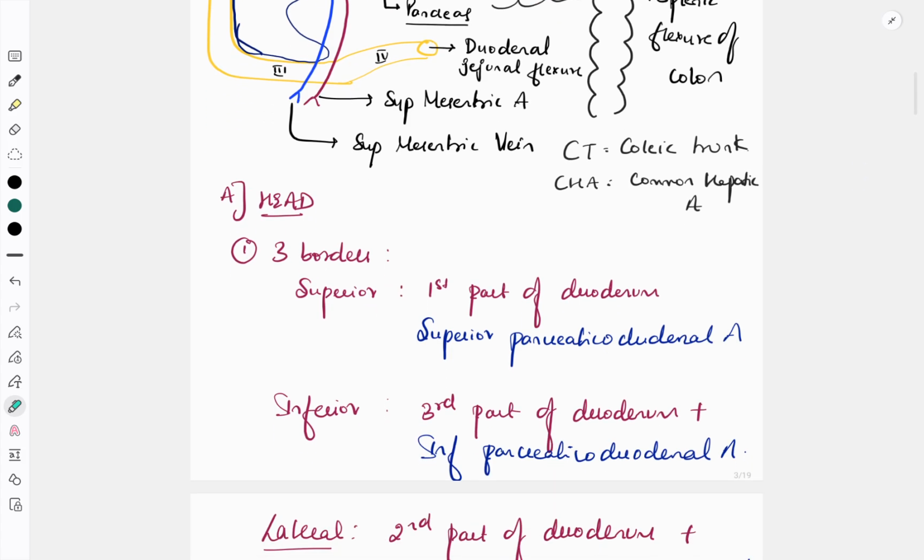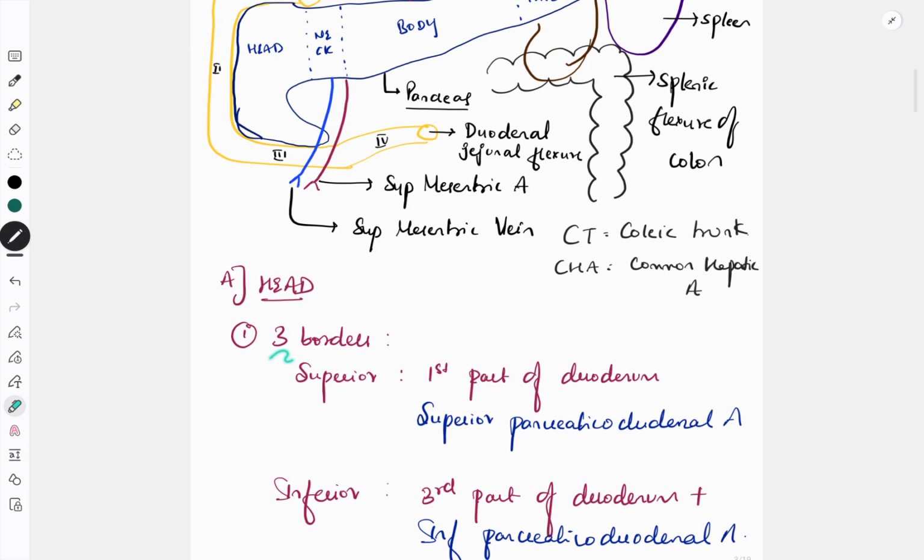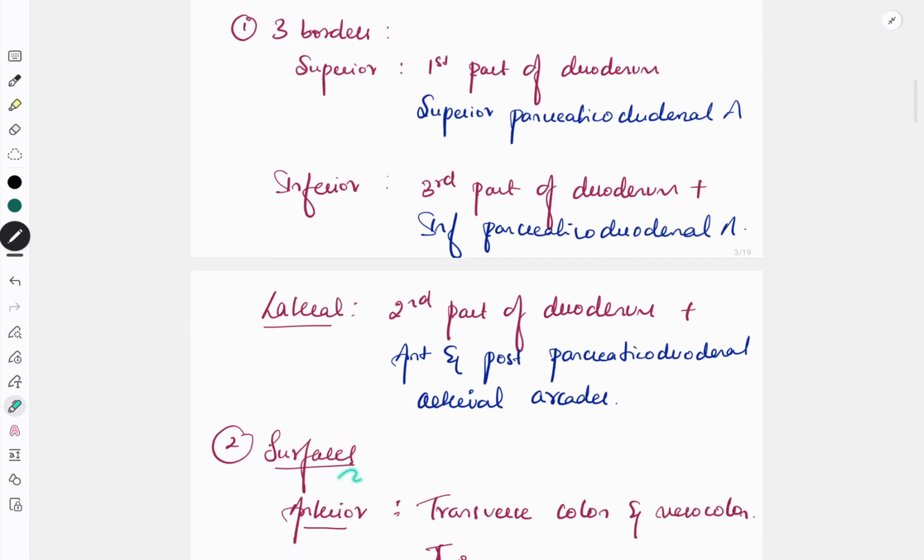So the next thing is the relations. First we talk about the head of the pancreas. See here, the head of the pancreas has 3 borders and it has 2 surfaces.